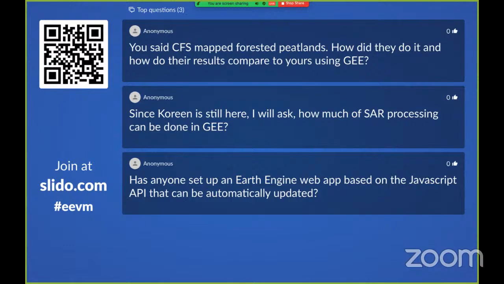So I think we need a bit more clarification about this question, but basically there is a way to make sure that your app code is always updated. When you are creating the app itself in the code editor, you can choose whether you want the app to be based on the existing code that's on the screen in the code editor, or you can link it to a specific path in the code editor so that every time you update that script, your app will also be automatically updated.